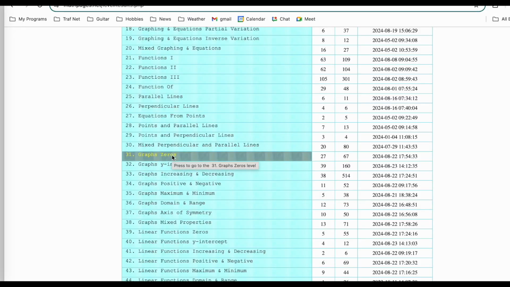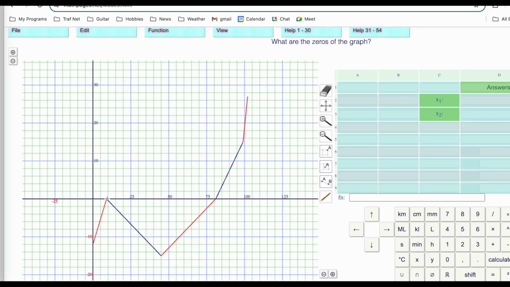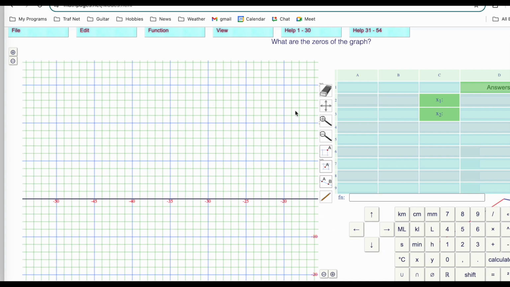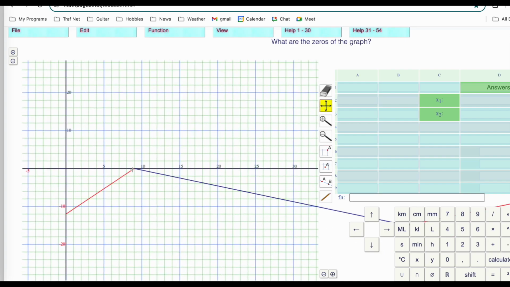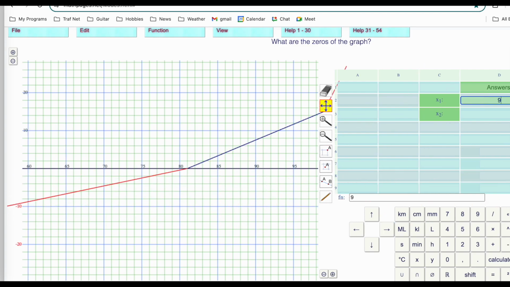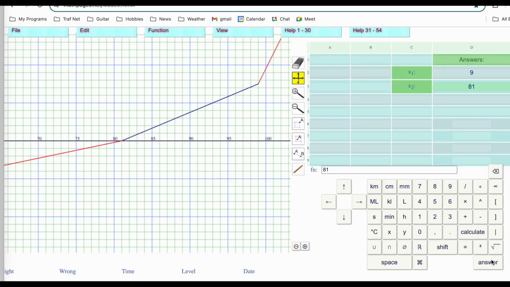Graphs. Let's look at the zeros first. Here we have a 0, and there we have a 0. Click on that just to zoom in a little bit, so we can read exactly where that is. Our first 0 is at 9. And then I'm just going to move this along like that. Our second 0 is at 81. Then we press enter to see if we are right.